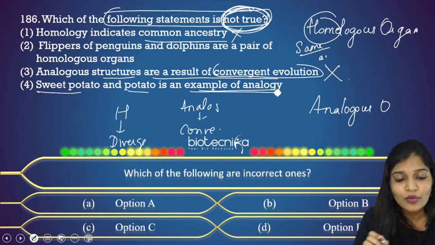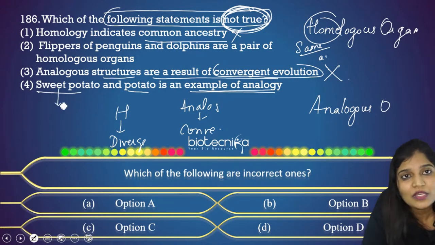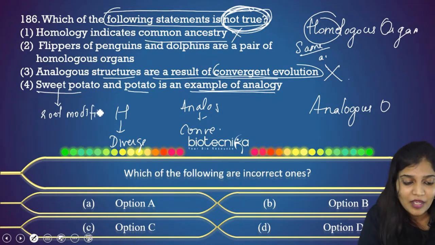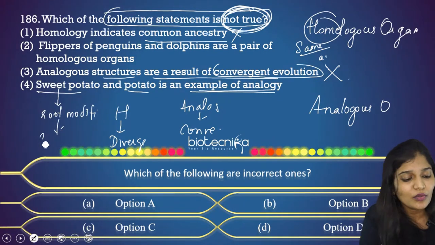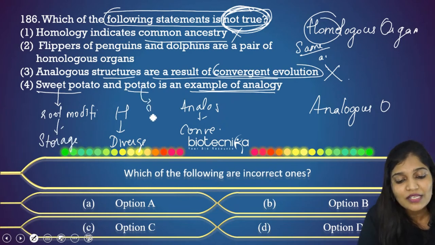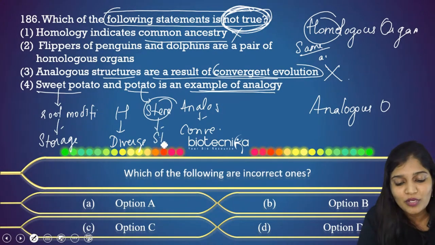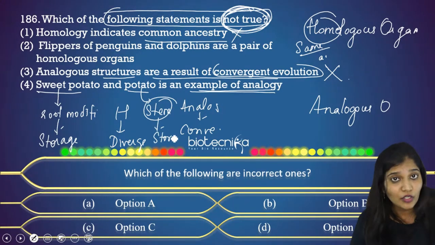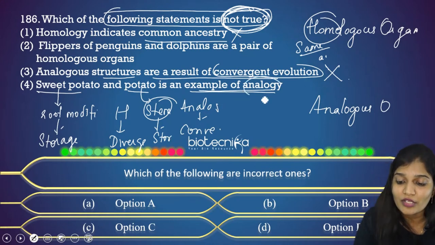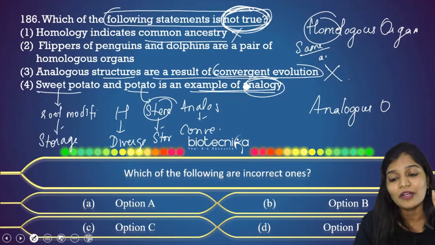So they are going to be the same function. Sweet potato is actually root modified. They arise from roots, but the main purpose of a sweet potato is mainly for storage. And potato is actually stem modified, but their function is also storage. They come from different origin, but the role is going to be the same. Function is the same. That is analogous. Different origin, but functions are the same.